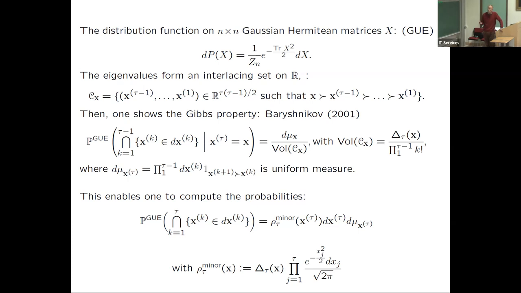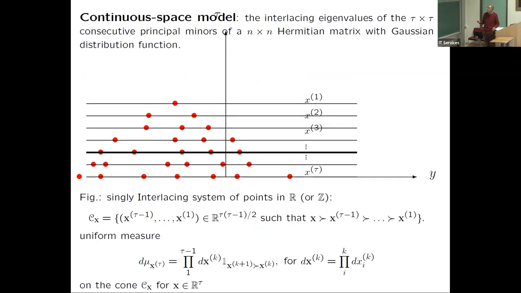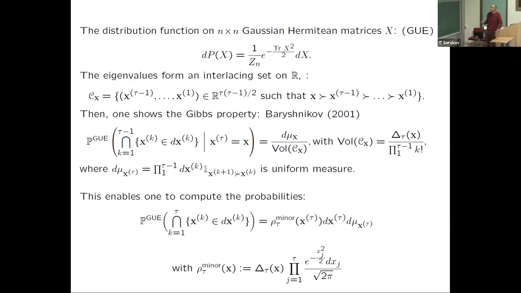Now there's a property which was in fact pointed out by Baryshnikov in 2001, that it has the Gibbs property. Namely, if you think of the previous picture here, if you know the distribution of these dots at that level tau, then the rest is uniformly distributed, given all the constraints, okay? That's a very important fact in this business, because that enables you to express any probability in a very easy way.